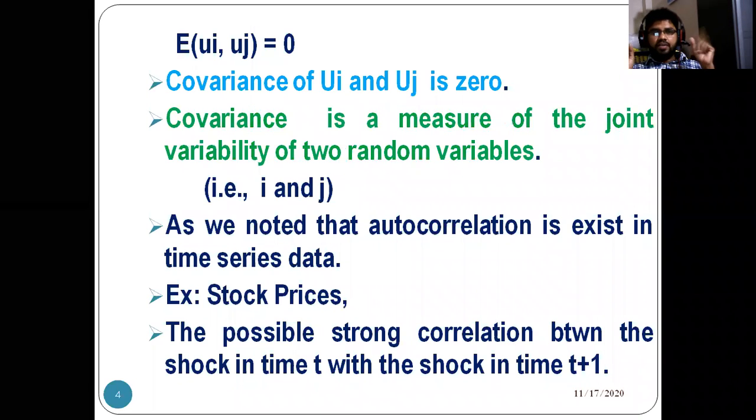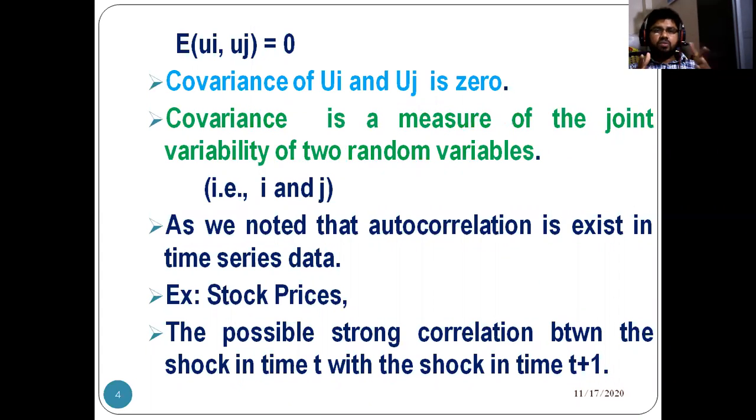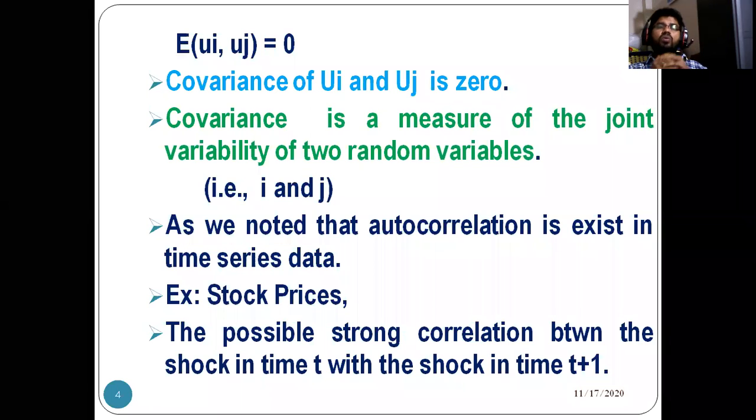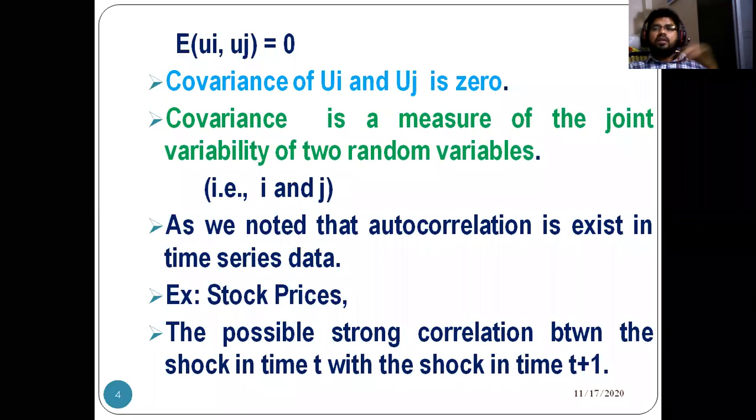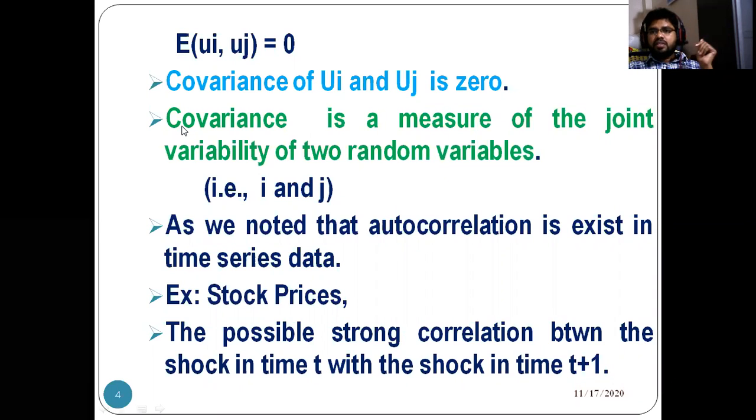Sometimes they will use this terminology when they ask questions in the different exams also. The covariance of Ui and Uj is equal to 0, that is called no autocorrelation. If the covariance between Ui and Uj is not equal to 0, it is autocorrelation. What is covariance? As you studied in the previous semesters, covariance is a measure of the joint variability of two random variables. Random variables here mean the error term and its successive error terms, i and j.